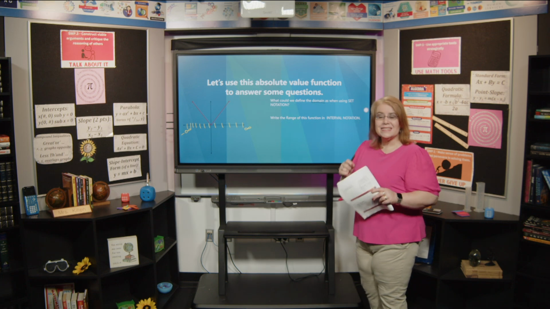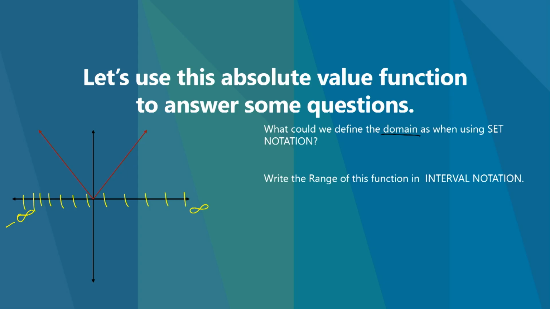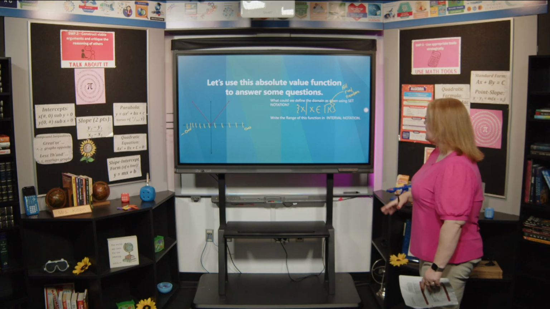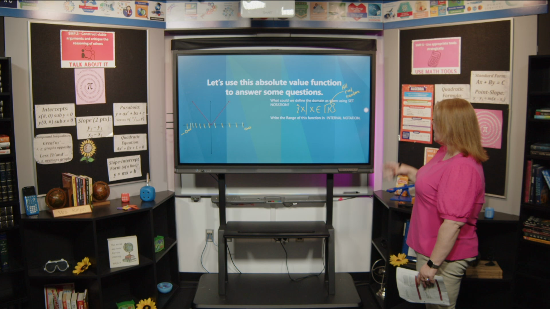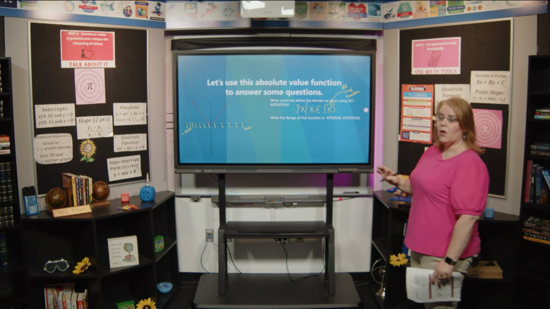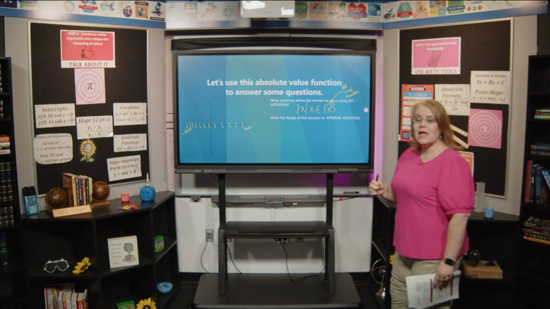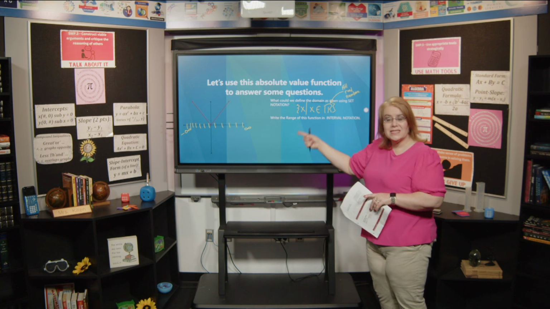So if I write that in set notation, it looks something like this. Let's see. So x such that my x's are elements of that symbol. And if we don't know what that symbol means, it is all real numbers. So that mathematical sentence states x is such that x is an element of all real numbers. That's what that mathematical statement is saying about the domain of this graph.